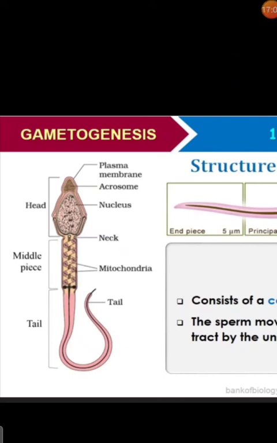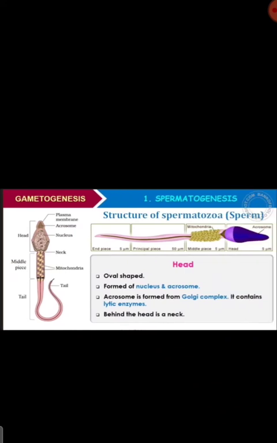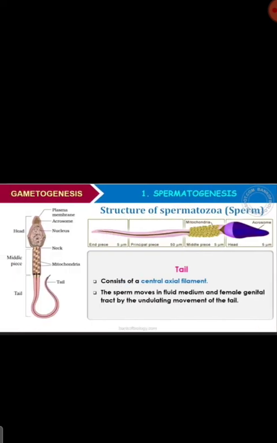So mitochondria help in producing energy, and the head has the acrosome. In the acrosome there is the Golgi complex, which produces lytic enzymes for the sperm after it enters the female reproductive system, to reach the egg. So it contains lytic enzymes. Okay, so this is very important.